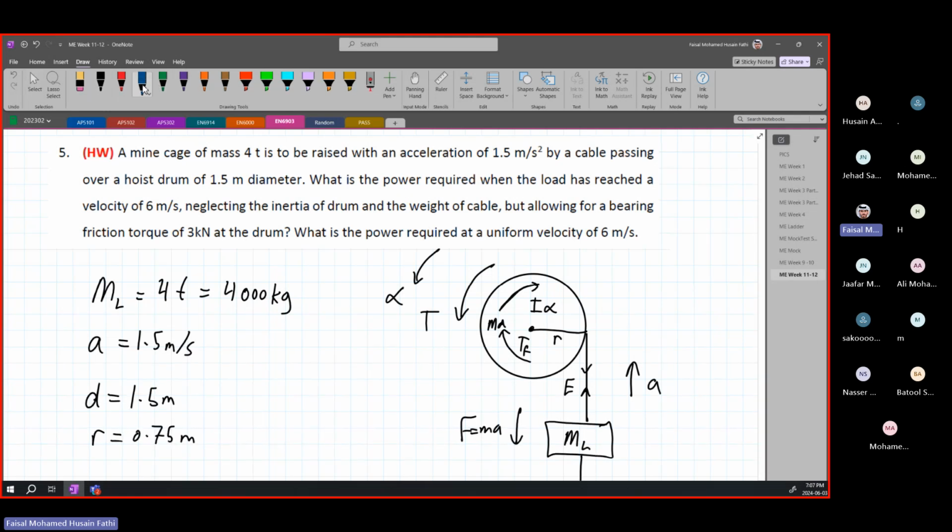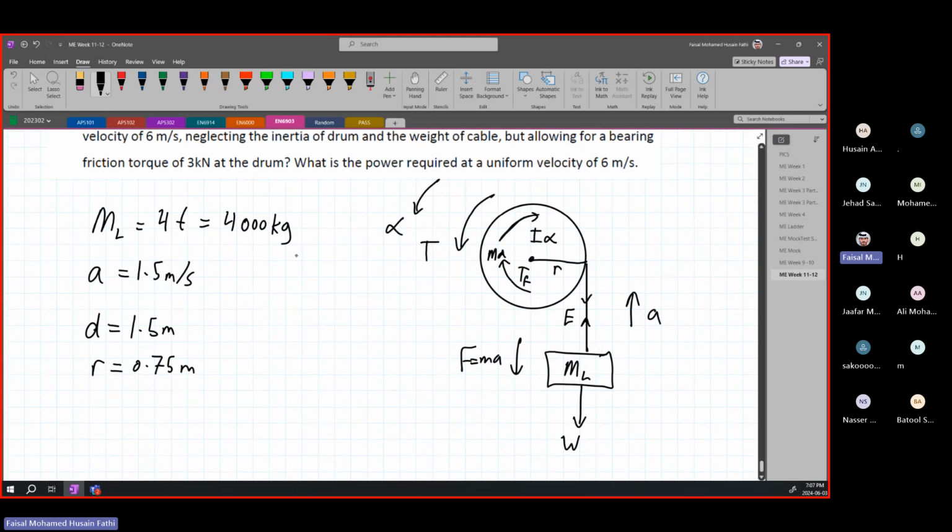What is the power required? I haven't talked about power, and I'm going to just comment on it in a bit. When the load has reached a velocity of 6 meters per second.